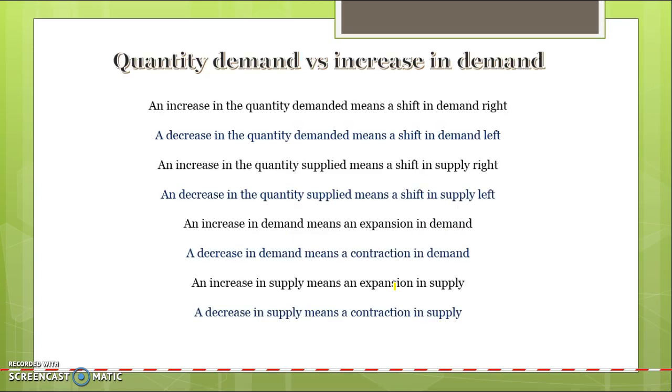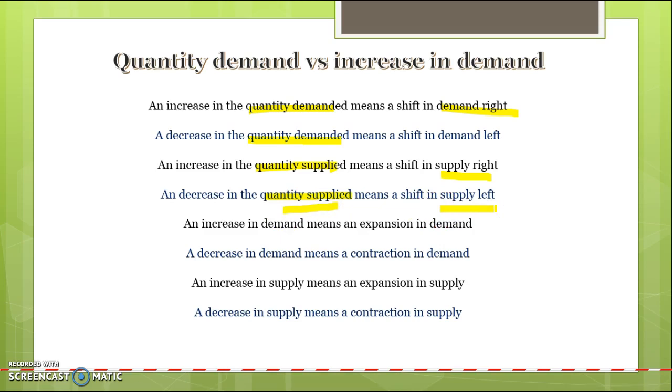Just some terminology. The VCAA very rarely uses this terminology, but just in case, if a question asks you about a change in the quantity demanded or quantity supplied, that means a shift. So an increase in the quantity demanded means a shift in demand to the right, a decrease in the quantity demanded means a shift in demand to the left. An increase in the quantity supplied means supply shifting right, and a decrease in quantity supplied means supply shifting left.